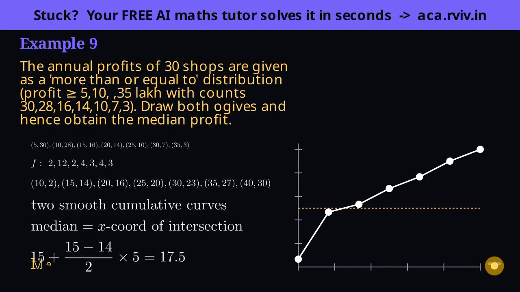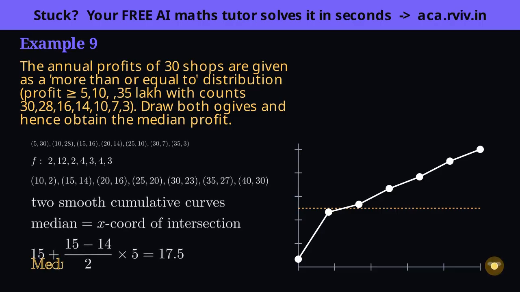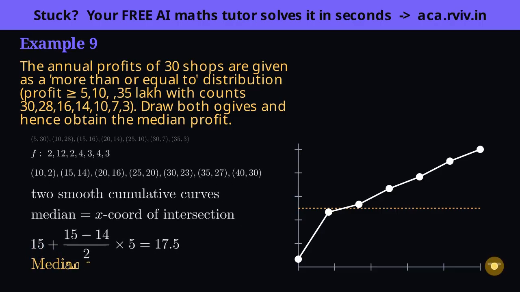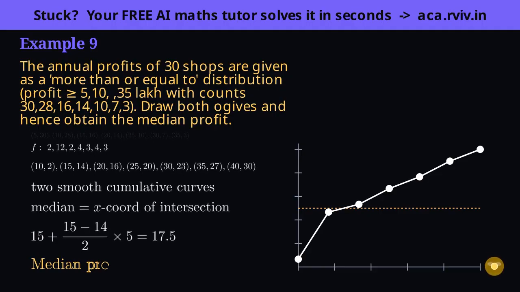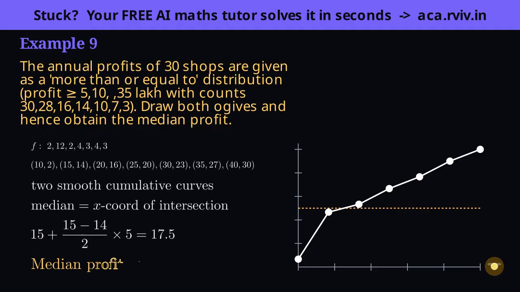So the big idea, the two ogives cross precisely where the cumulative count is n over 2, because that's the one value with equal numbers above and below. That meeting point is a purely graphical median, and it agrees with the formula to the decimal, which is exactly why we trust both.